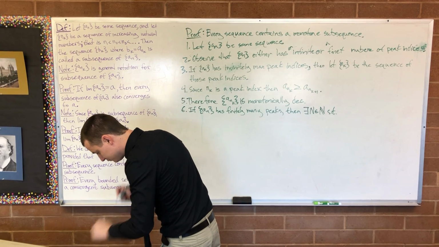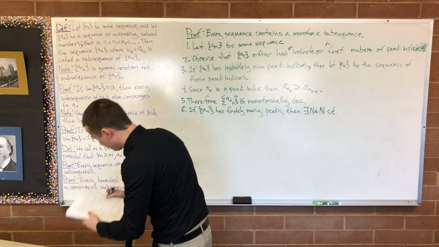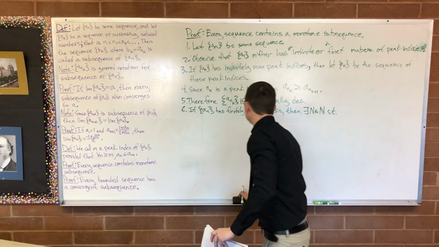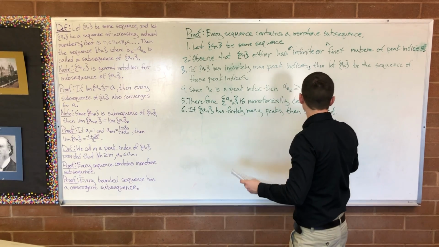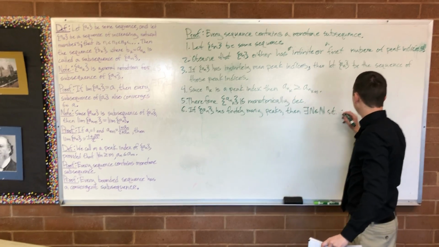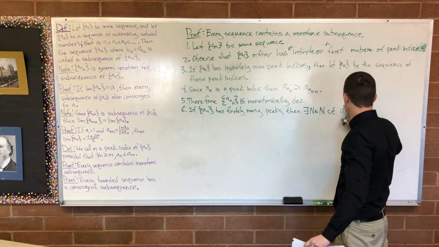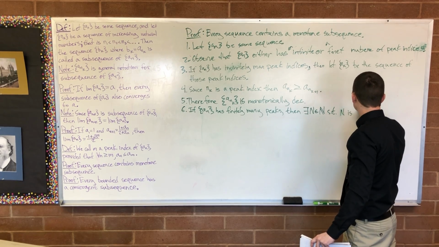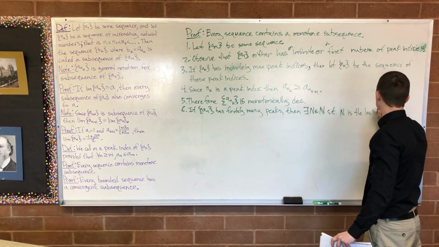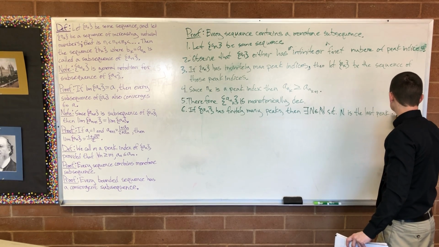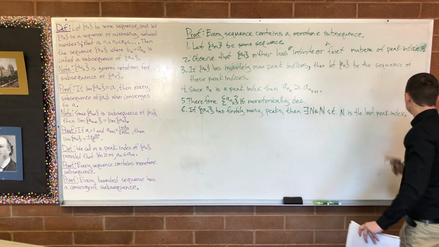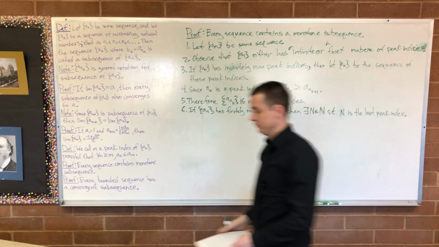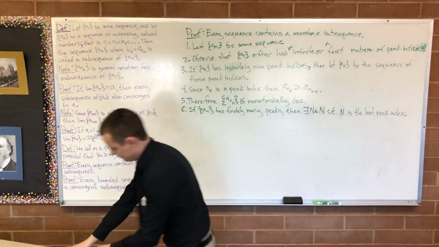If a sub n has finitely many peaks, then there exists some n in the naturals such that big N is the last peak index. That doesn't make sense. Is it the only peak index? It's the last one. Oh, right, okay.